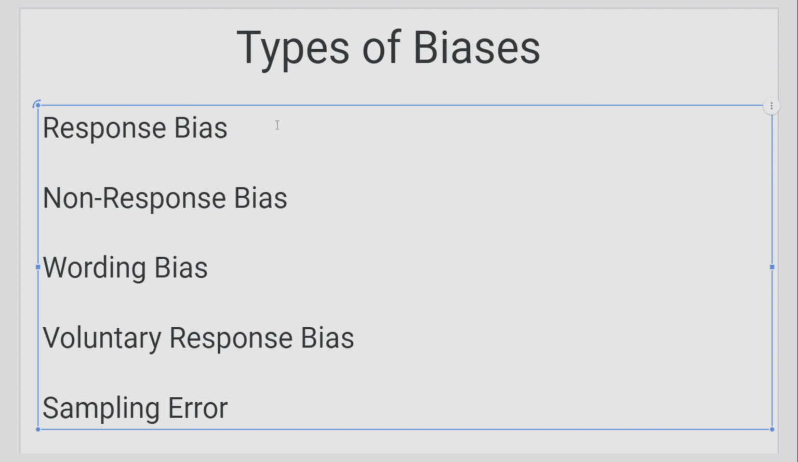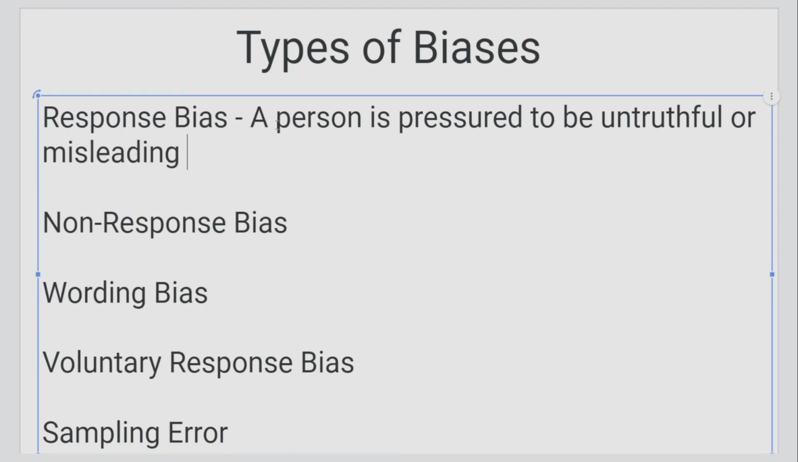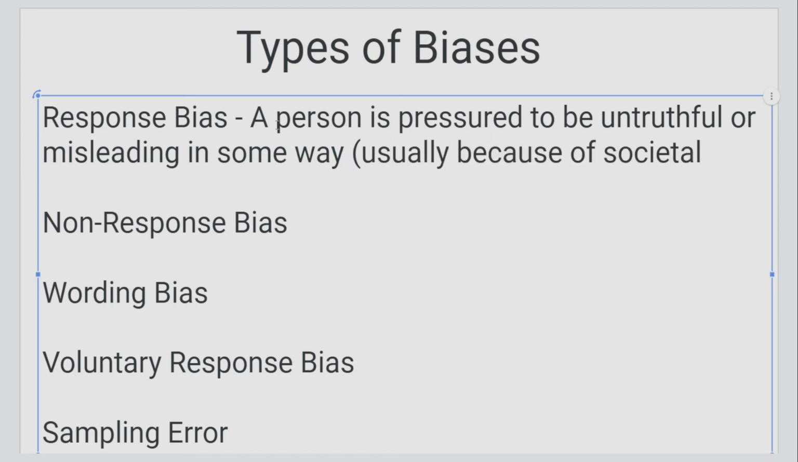So, response bias. A response bias is if, usually this is with a survey, but it can also be with experiments or observational studies, a person is pressured to be untruthful or misleading in some way, usually because of societal pressure.